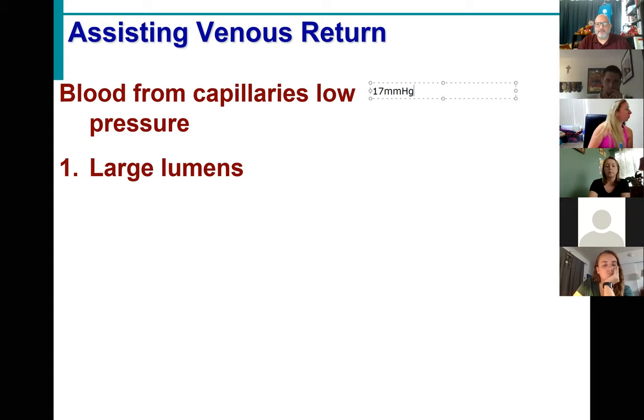And what did we say that it was going to be when it gets back to the right atrium? Zero millimeters of mercury. So notice our pressure gradient here is only 17 millimeters of mercury. That is a very small pressure gradient. So it is very hard to get the blood to go back to the heart through our veins. So there are lots of things that help with that process.